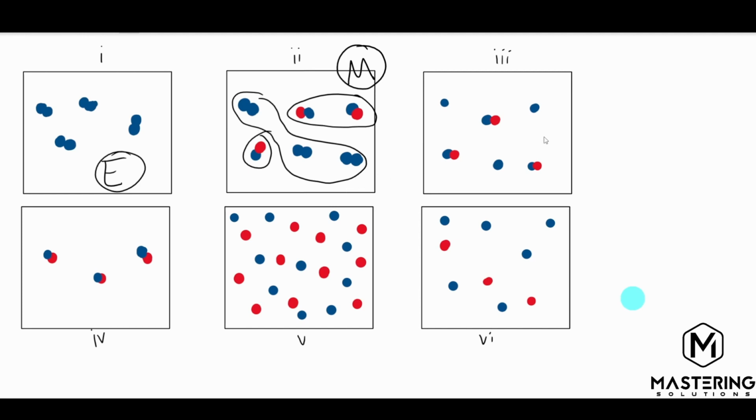Over here in box number 3, the same thing, we have some elements as well. Again, the elements don't have to be bound into molecules to be considered an element. It's just the fact that there is only one kind of atom. So now we also have the same thing. We have some compounds here and compounds here. So this is also M for mixture.